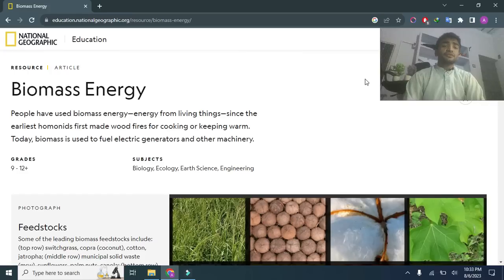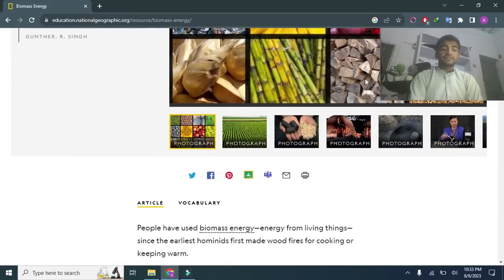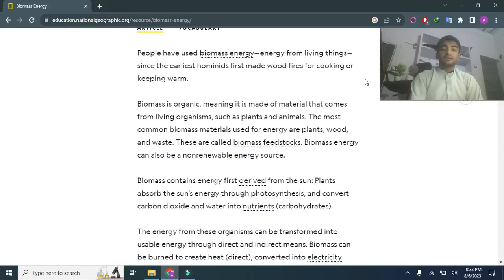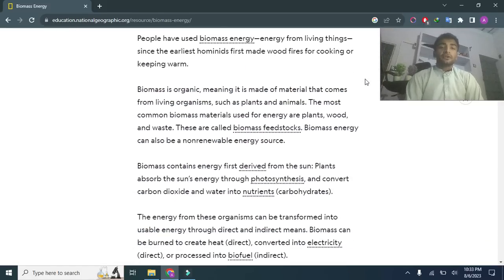People have used biomass energy from living things since the earliest human days. First they made wood fires for cooking or keeping warm. Today, biomass is used for fuels, electric generators, and other machinery. As we know, many machines and devices run on biomass energy.